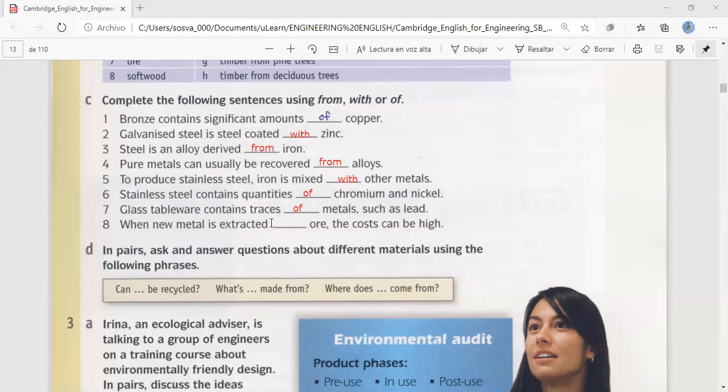And the last one: when new metals are extracted straight from ore, the cost can be higher. Exactly. Yes. Great, excellent. I think this wasn't difficult. Let me erase these things in here. Great.